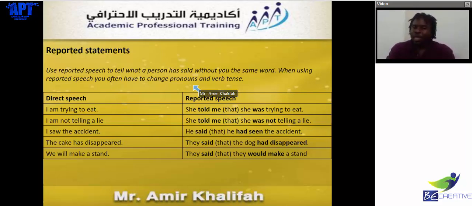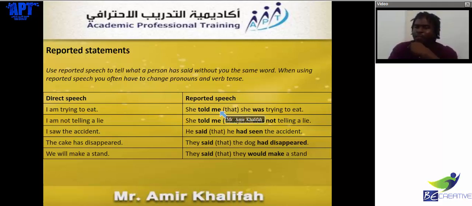So we have direct speech, and we have reported speech. Direct speech: I am trying to eat. She told me that she was trying to eat. You see what happened? I am trying to eat is present continuous. And then, she told me, that's past simple, that she was trying to eat.